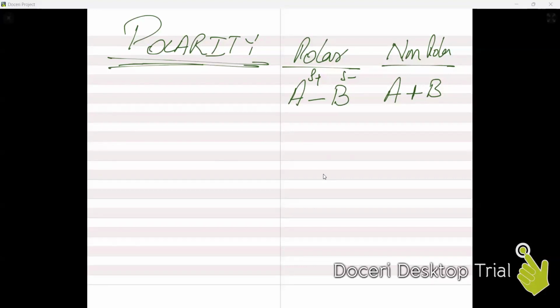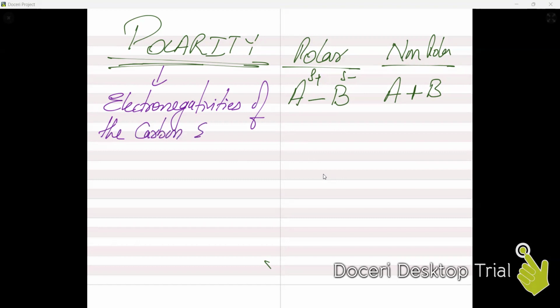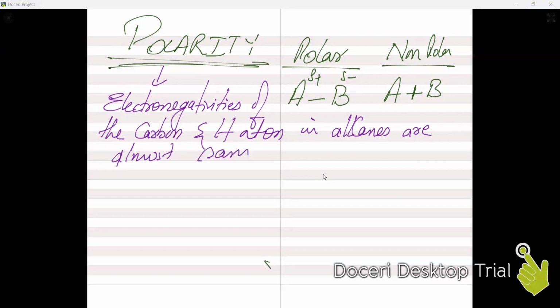As far as the polarity of covalent bonds in hydrocarbons is concerned, the thing is the electronegativities. We are talking about the electronegativities of the carbon and hydrogen atoms in alkanes, which are almost the same. Since the electronegativities are almost the same, what does it mean? It means that the electron between carbon and hydrogen is shared equally, so there is no polarity.